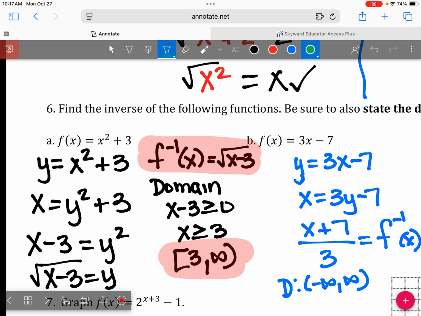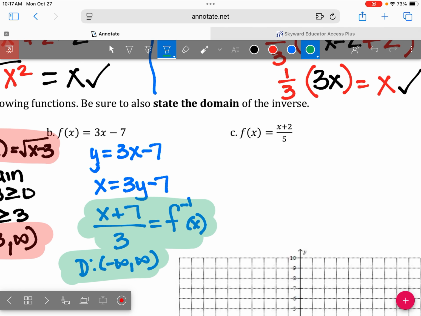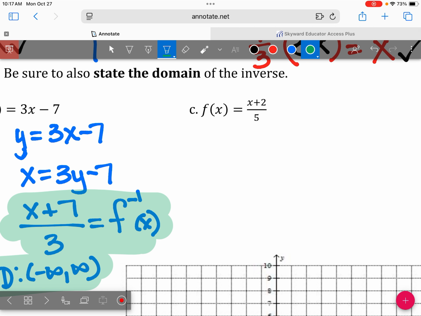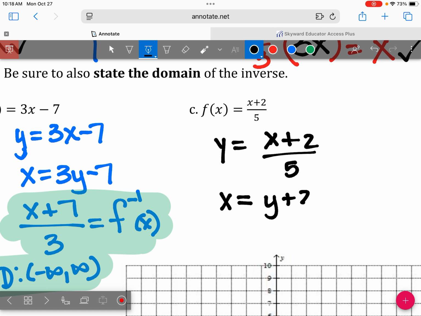So this is my inverse function. And this is my domain for part B. All right, let's look at part C. I have y equals x plus 2 over 5. x equals y plus 2 over 5. I'm going to multiply both sides by 5.